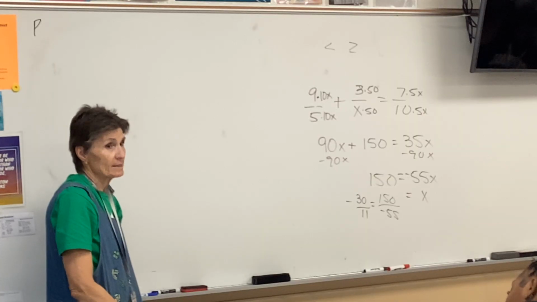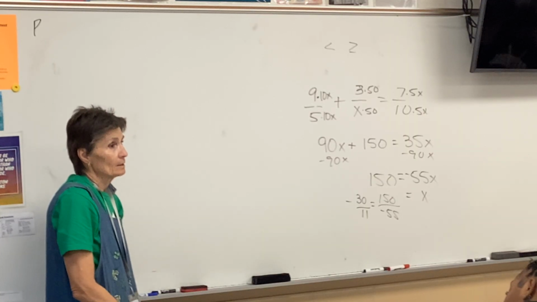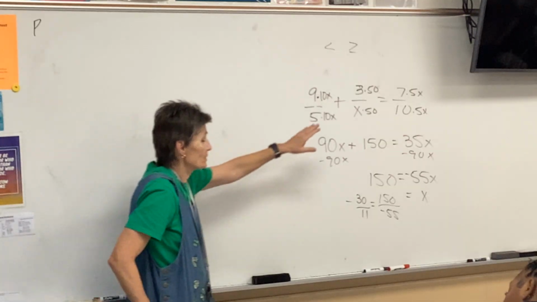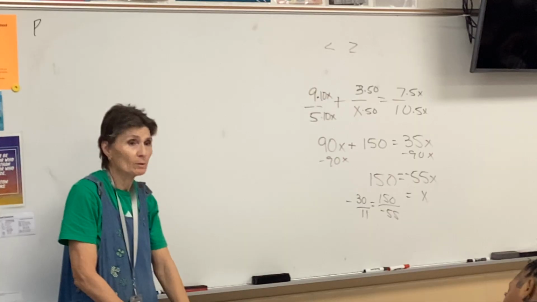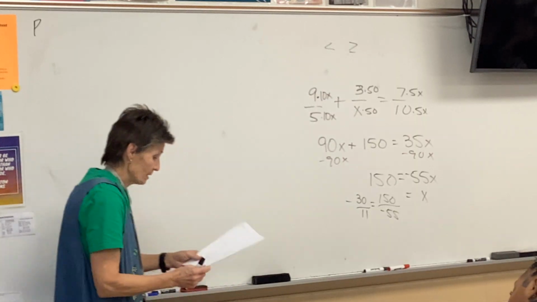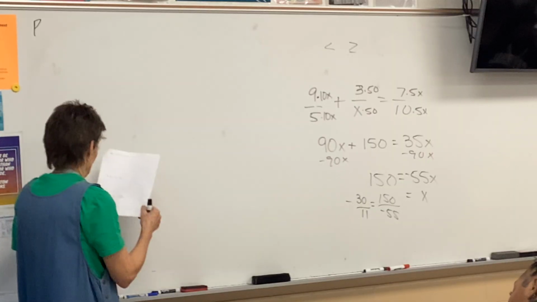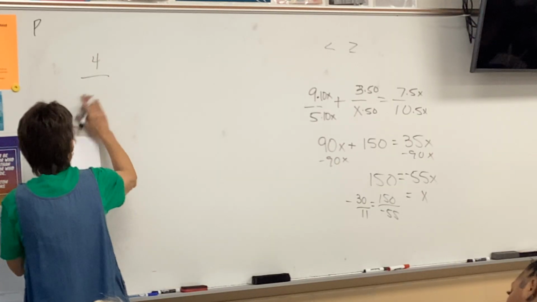All right, does everybody see the difference between that one and the one we did right before it? Yeah, this is an equals. And with an equals, you want to make your denominators match. There's no number line. Okay. F is an equals. What do we want to do with letter F?